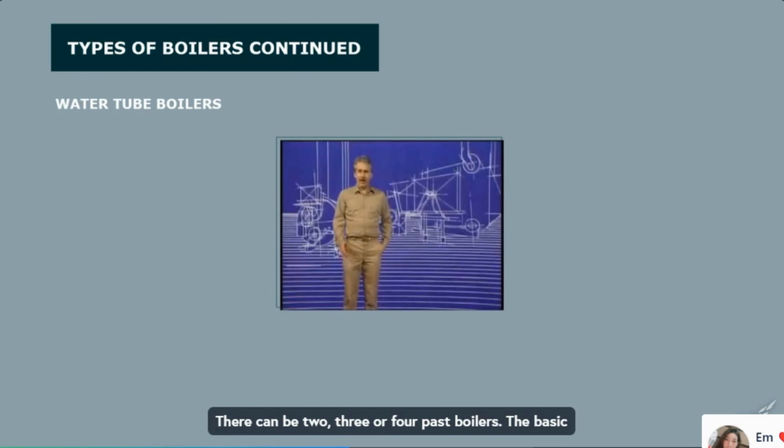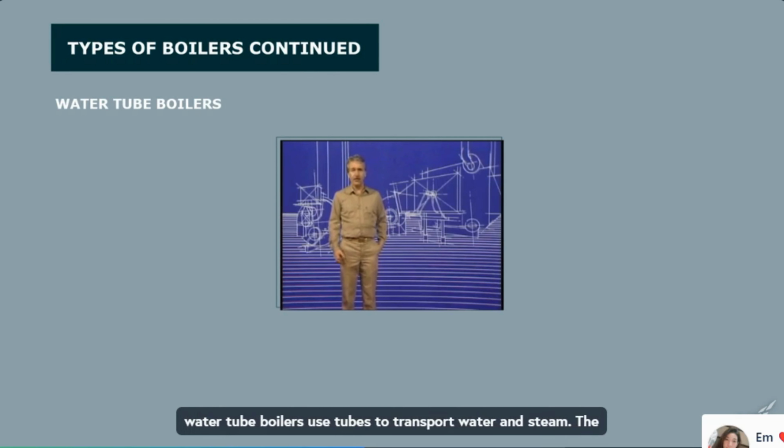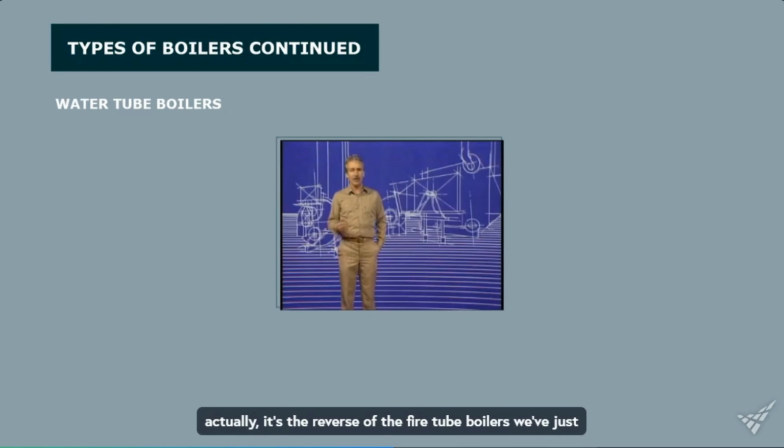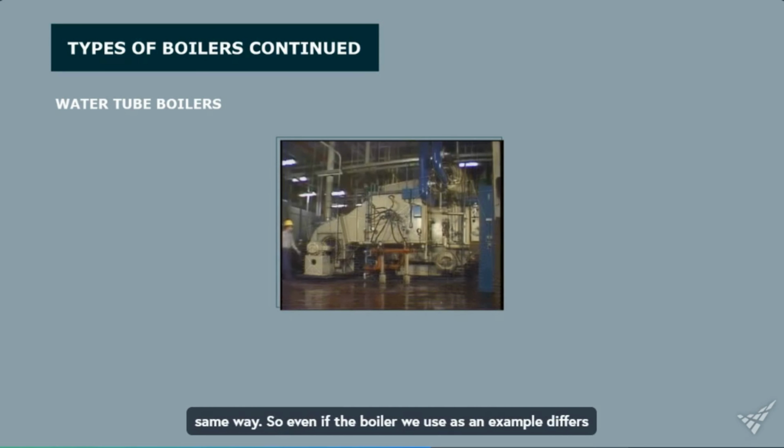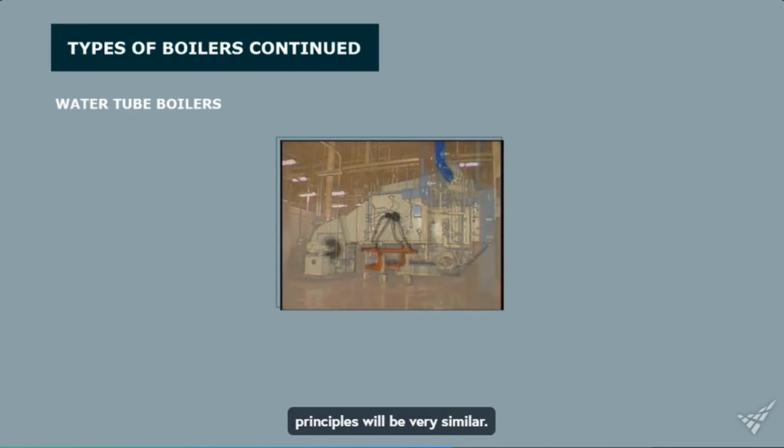The basic difference between fire tube and water tube boilers is that water tube boilers use tubes to transport water and steam. The combustion gases flow past the outside surfaces of the tubes. Actually, it's the reverse of the fire tube boilers we've just been talking about. Again, you should bear in mind that water tube boilers vary in design, but they all operate pretty much the same way. So, even if the boiler we use as an example differs somewhat from the ones used in your plant, their operating principles will be very similar.